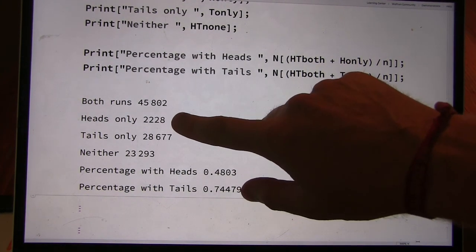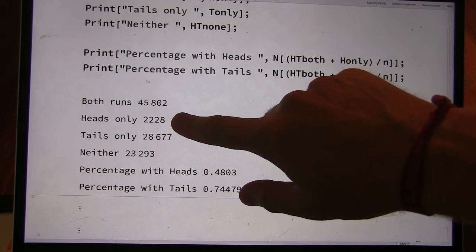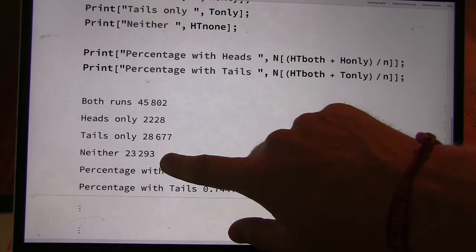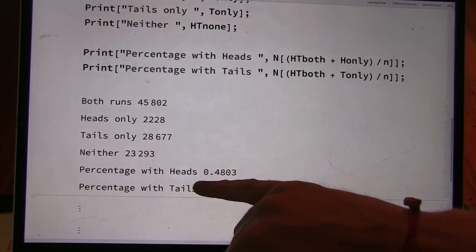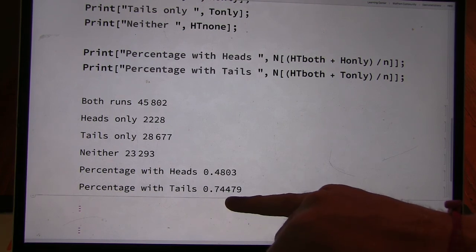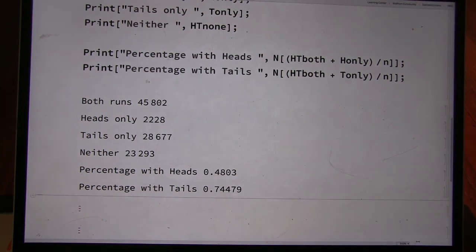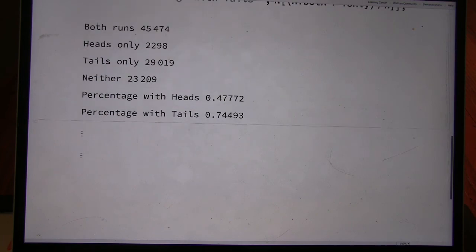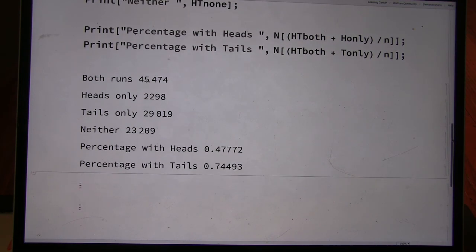Both runs 45,802. Heads only 2,228. Tails only 28,667. Neither 23,000. So the percent that had a heads is about 48%. Percent that had a tail, about 75%. So about half, about 75%. Okay, let's run it a second time just to make sure there's not a lot of variation and we get roughly the same numbers. Yep. All right. A little less than a half, a little less than 3/4, it looks like.